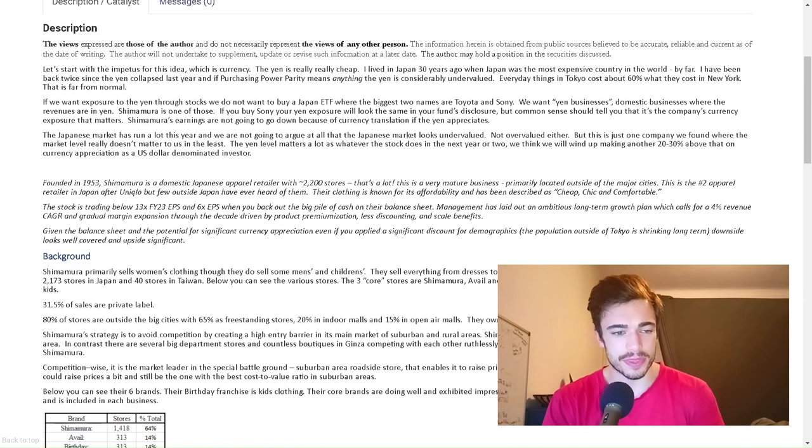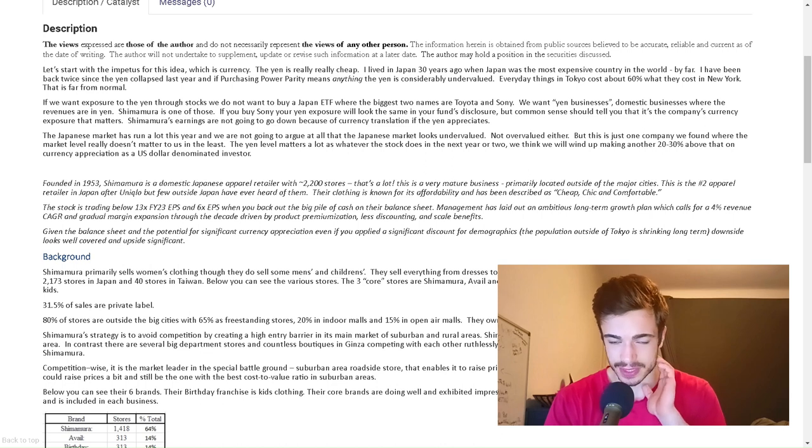Let's start with the impetus for this idea, which is currency. The yen is really, really cheap. I lived in Japan 30 years ago when Japan was the most expensive country in the world by far. I have been back twice since the yen collapsed last year. And if purchasing power parity means anything, the yen is considerably undervalued. Every day, things in Tokyo cost about 60% what they cost in New York. That is far from normal.